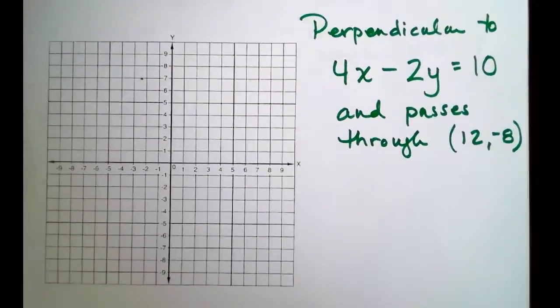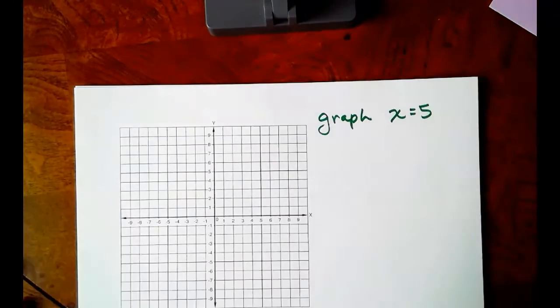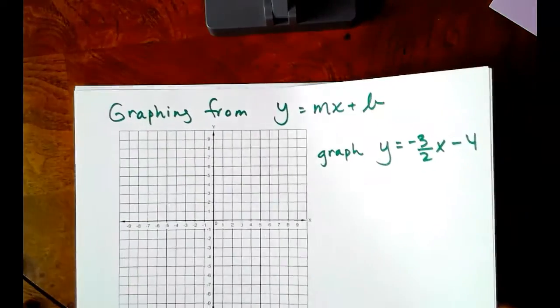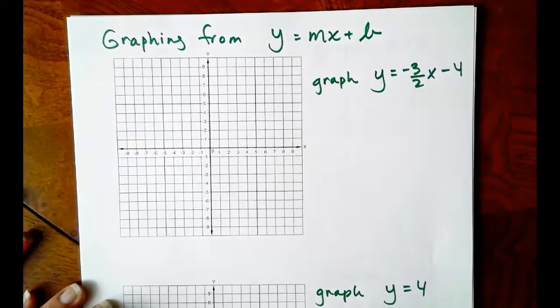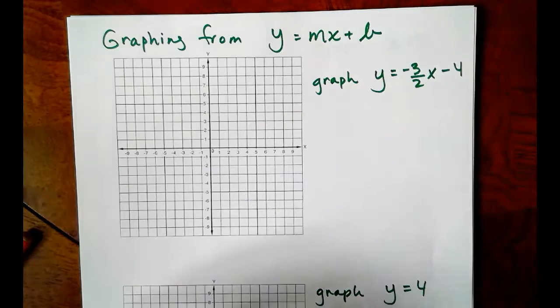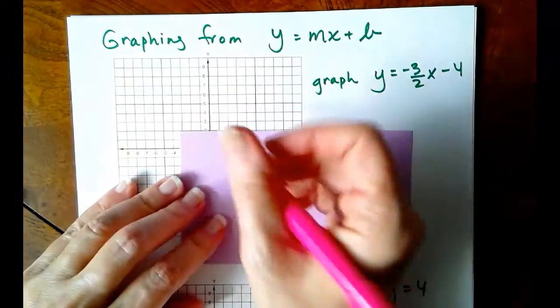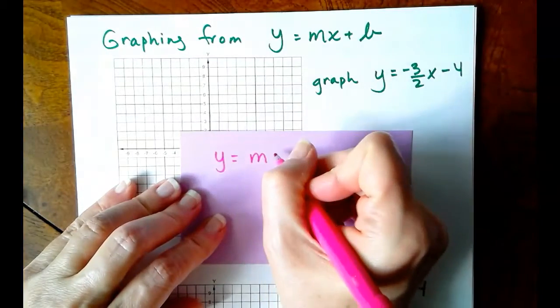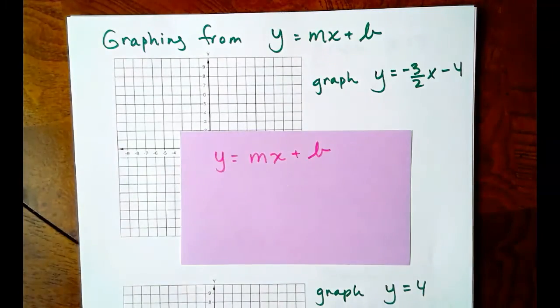Next, we're going to graph some first. We're going to do some graphing, and we're going to be graphing from y equals mx plus b. And of course, y equals mx plus b is the slope-intercept form of the line. So if we have y equals mx plus b, here are the different parts of this equation.